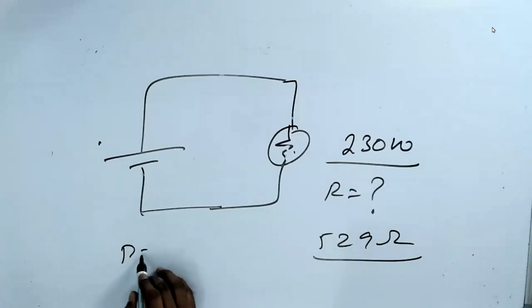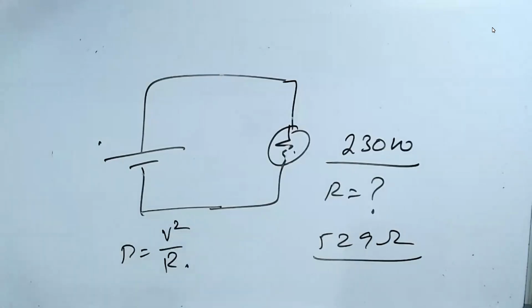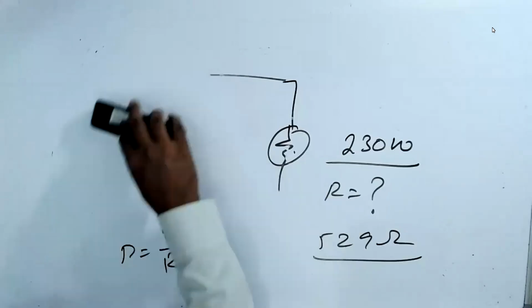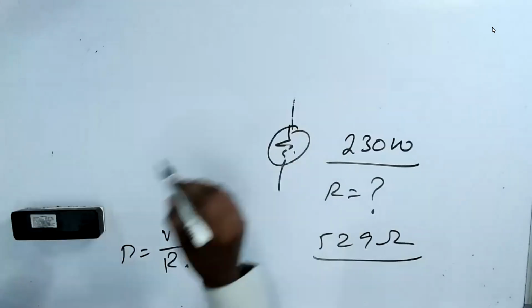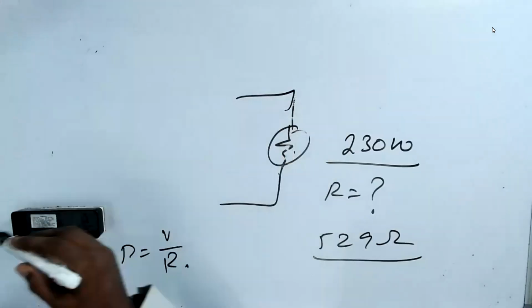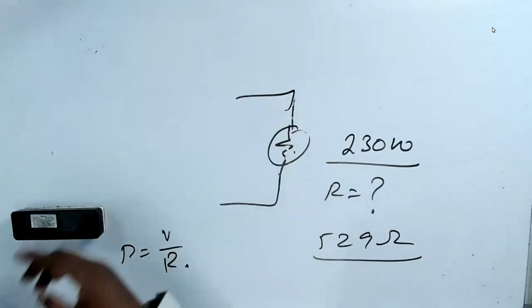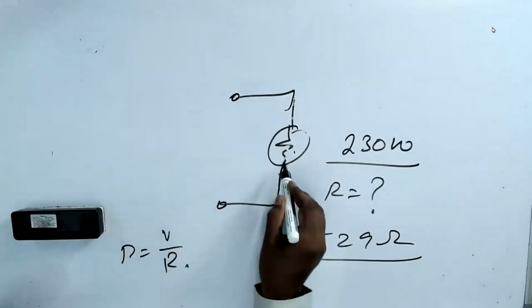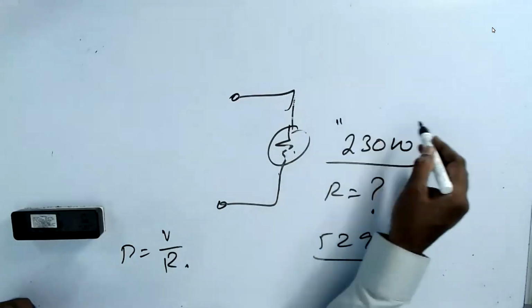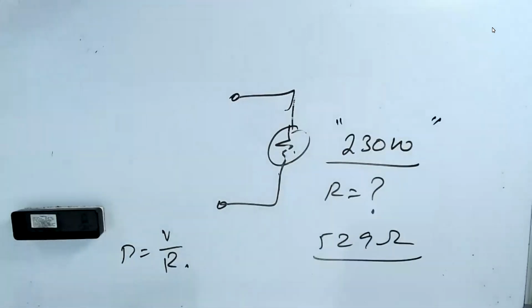Yeah. So V square, 230 square, sir. 230 whole square divided by 100. No, wait. I didn't say that. I have not connected anything. Somebody asked what is the input voltage? I'm just asking that if you go and buy a 230 watts bulb in the shop, what is the resistor of the bulb?